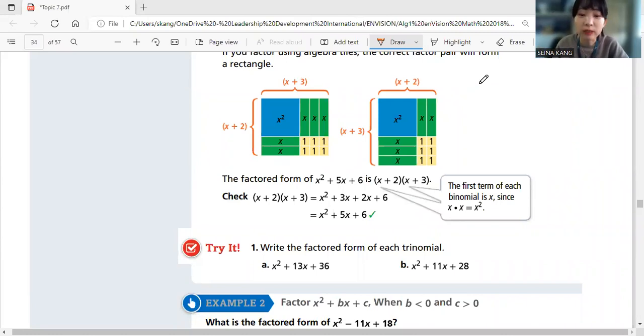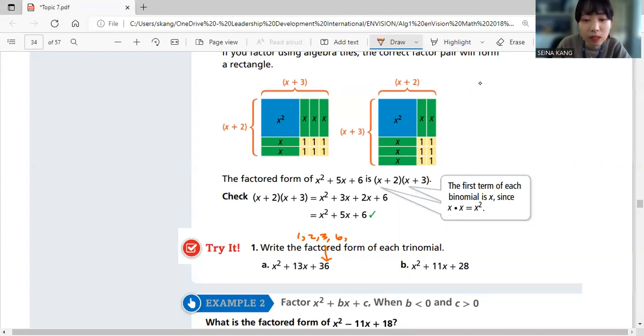So what are you looking for? What's the first thing that you need to look for? You need to look for factors. Factors of what? Factors of the last constant, the constant in your polynomial, right? So factors of 36 would be 1, 2, 3, and then 6, right?